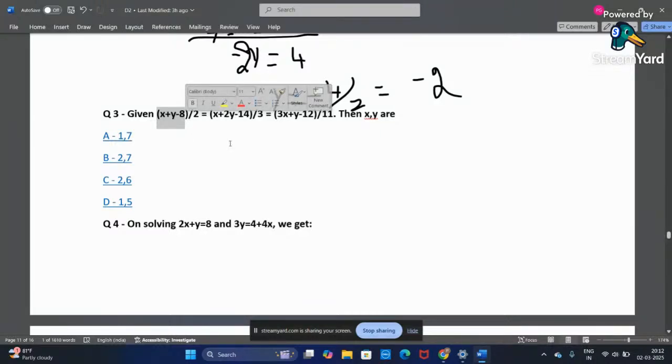Try to solve this. First, find the answer for this 2. Then first we have to find the equation between this 2 and we have to find the equation between this 2. Okay, so let's do now.